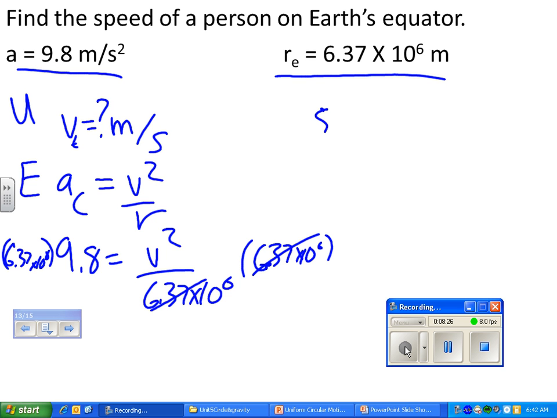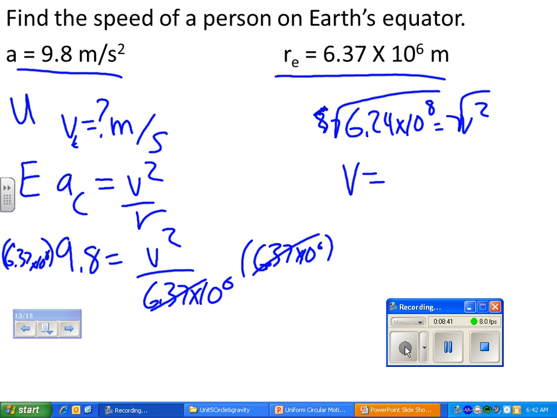6.24 times 10 to the 8th, a rounded number, equals v squared. So we're going to square root both sides to get the speed. So v equals 7,901 meters per second.